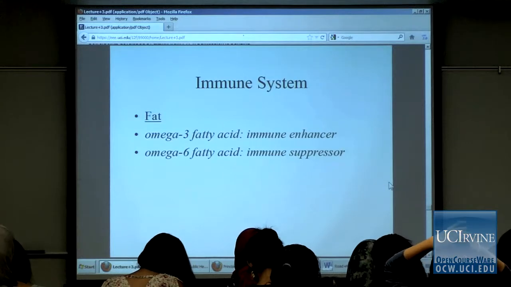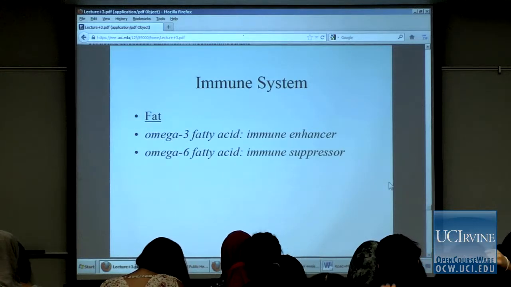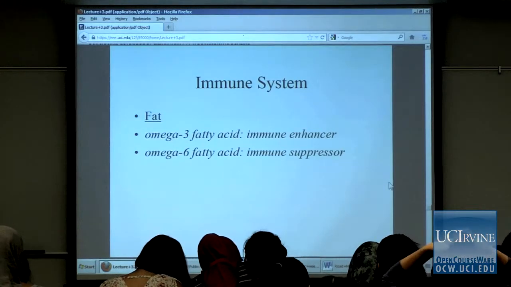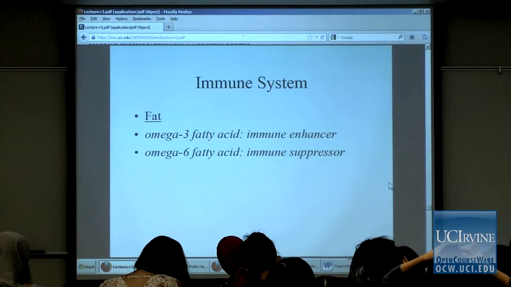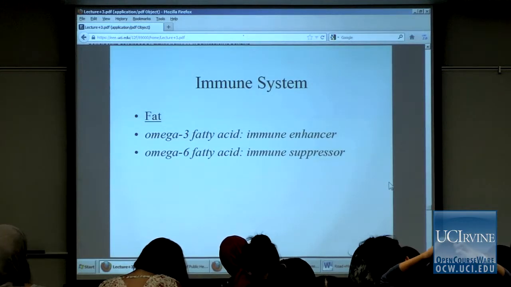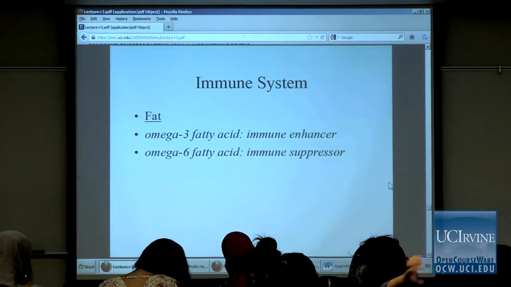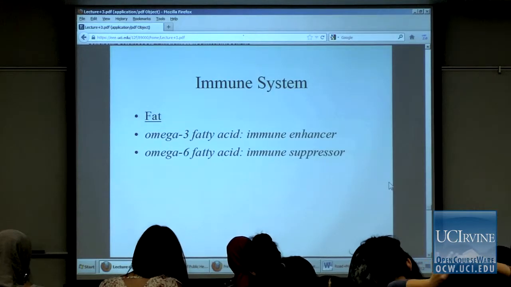If we talk about fat, we cannot put all of the fat in one group, because there are some components that are good for the immune system, and that's omega-3 fatty acids. Omega-3 fatty acids are like an enhancer of the immune system. So what are the sources? Any of you know good sources? Don't tell me just dietary supplements. Yes, I know, of course we know.